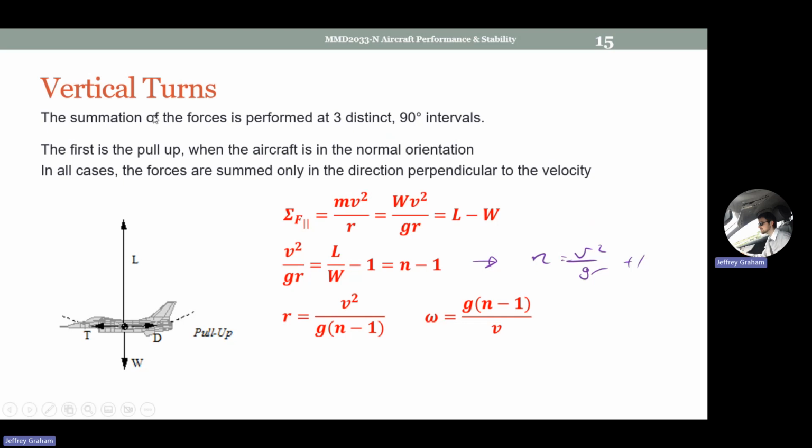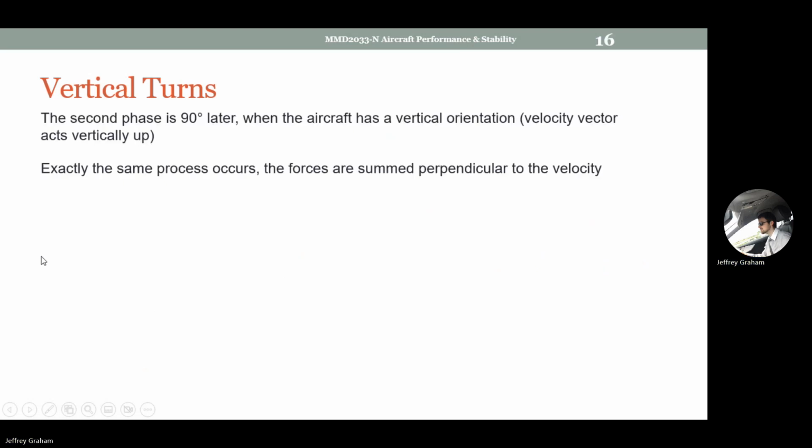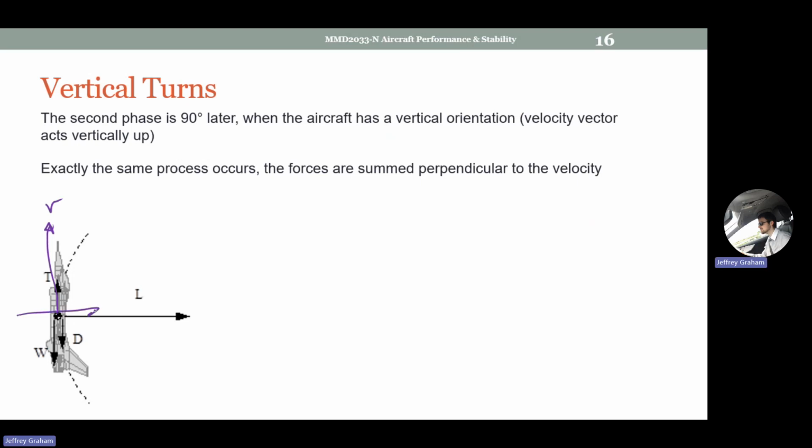Right. If you read the top bit, it then says summation of the forces performed at 3 distinct 90-degree intervals. So this aircraft goes 90 degrees through the loop to vertically up. Remember, it then says we're only interested in things acting 90 degrees to velocity. So there's v. We are interested in that direction, of which you've only got the lift in this case. When you sum the forces this time, you get the lift and the centripetal equation in terms of the weight.